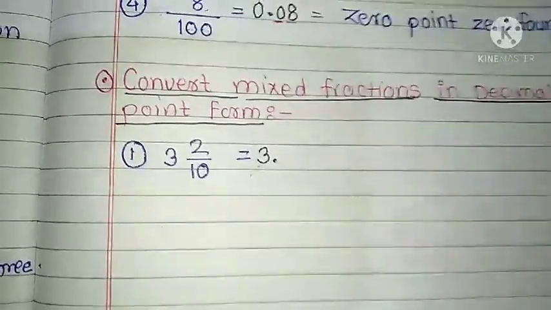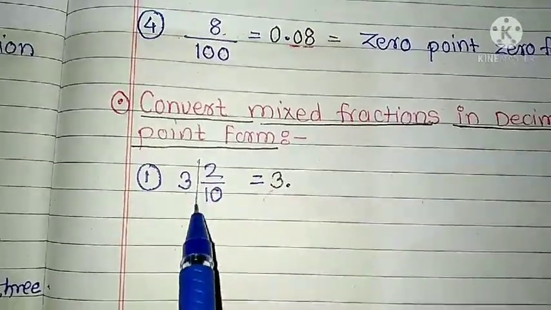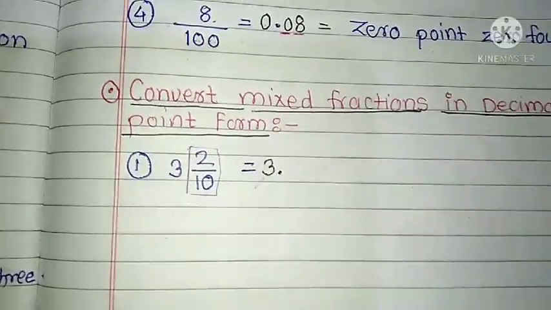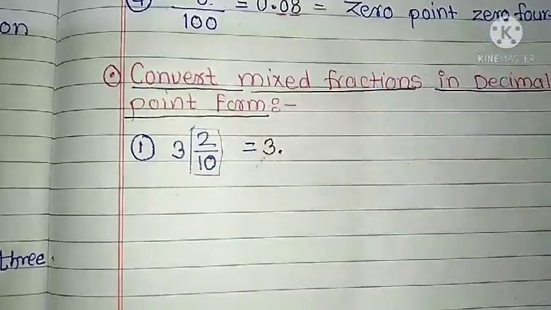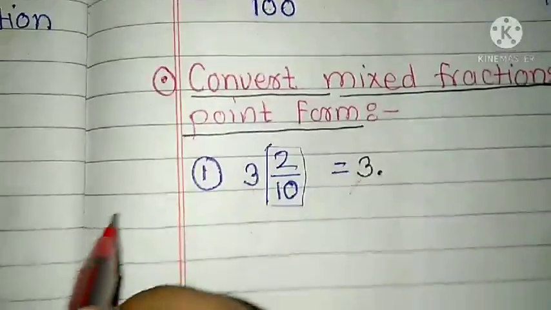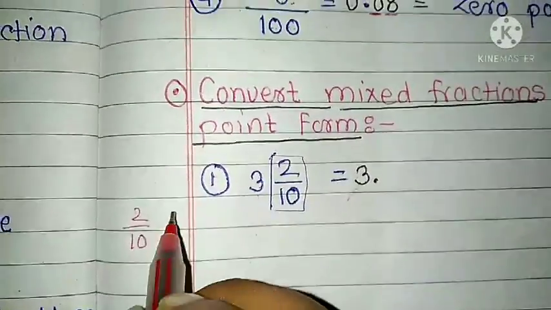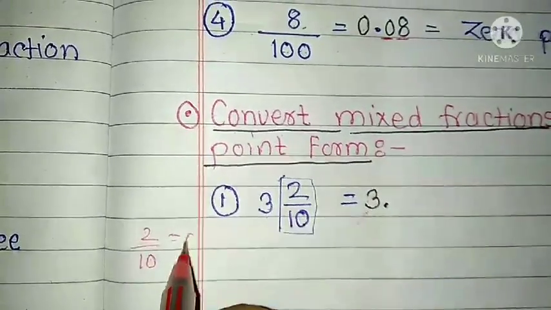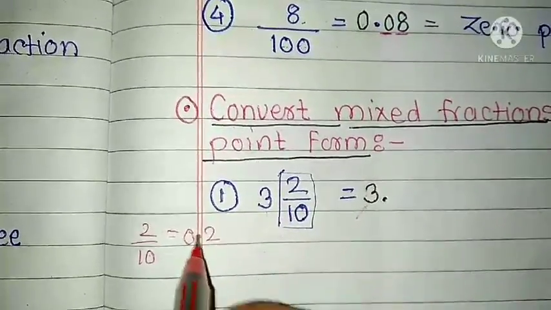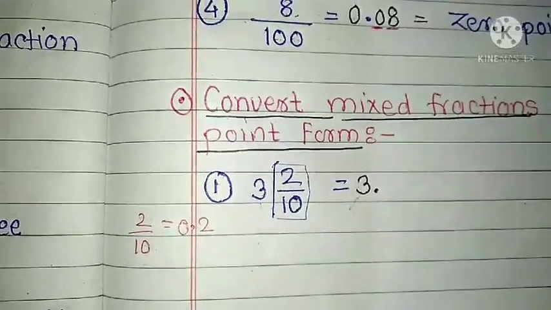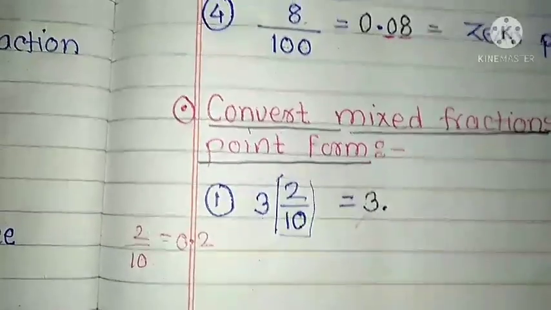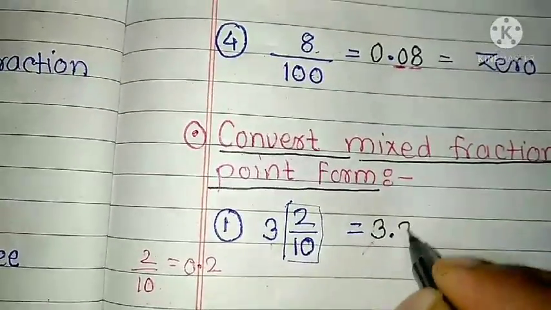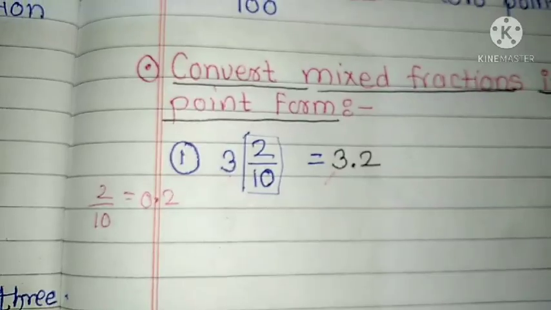Then what do we have to do? Check this number. Only this number is remaining, 2 upon 10. So you know how to convert this 2 upon 10. I am doing this as a rough. 2 upon 10, you already learned. How many places do we have to leave? One place, 0.2. So this 2 upon 10 can be written as 0.2. So after the point, which number is there? 2. So copy that number here, 2. So 3.2.